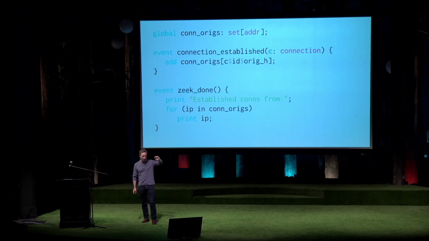So in the first line, you have a global. It is a set of addresses. Then you have an event handler for this connection established event that I was just showing you. And in it, you define what you do with this event. And here you just see that in this particular language, you add the originator of that connection. This is this cryptic looking part there in the square brackets. It gets added to that set. And in another event handler that sits below called Zeek done, where the whole thing basically shuts down, we just have a print statement and then iterate over that set and dump it all out. So it's really pretty straightforward.